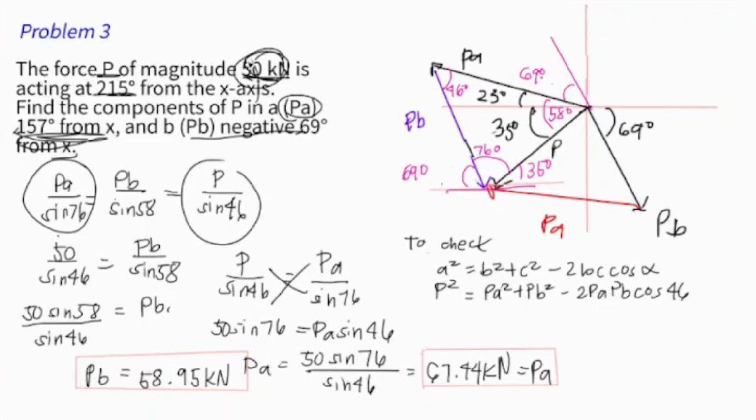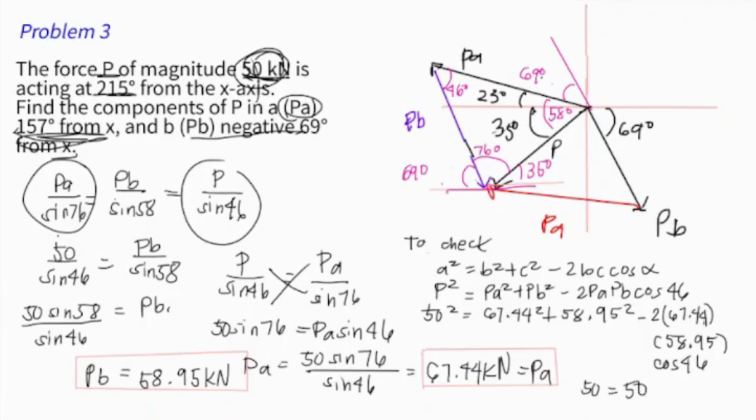P is 50. 50 squared is equal to PA is 67.44 squared plus PB is 58.95 squared minus 2 times PA is 67.44 times PB is 58.95 cosine 46. So, yan. Pag in-input natin siya, 50 is equal to 50. So, tama yung solution natin.